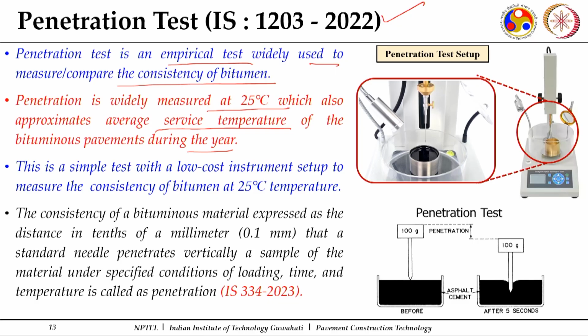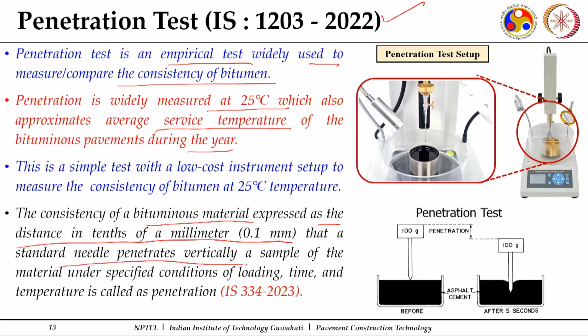So, I can say if the penetration of the needle is more, then the binder is soft. If the penetration is less, broadly we can speak in this manner, then the binder is hard. So, this is how we can compare the consistency of binder. The consistency of a bituminous material is expressed as distance in tenths of a millimeter, and the amount of penetration is recorded in 1/10 of mm. So, if 1 mm of penetration happens, then the penetration value will be 10 in that case.